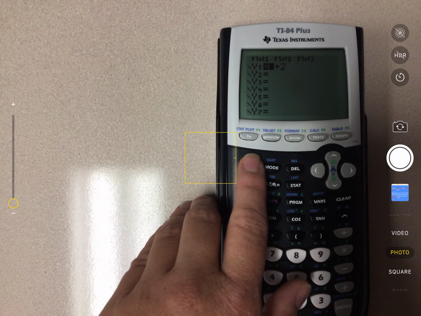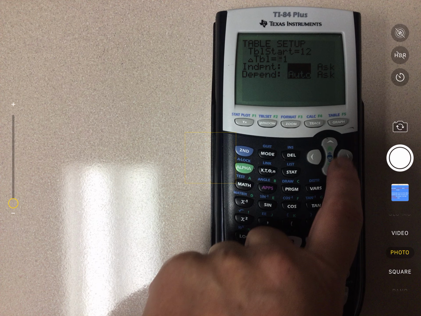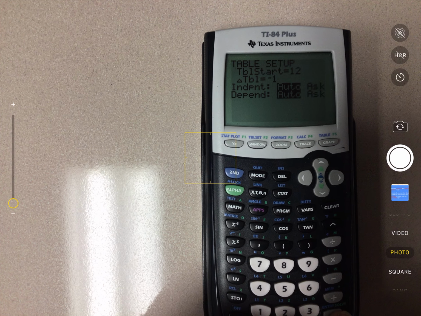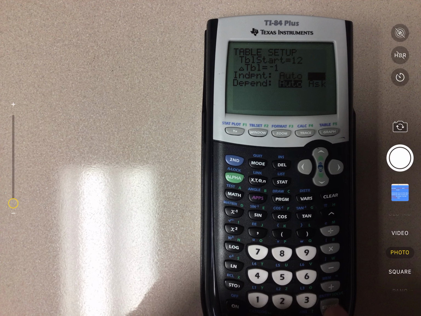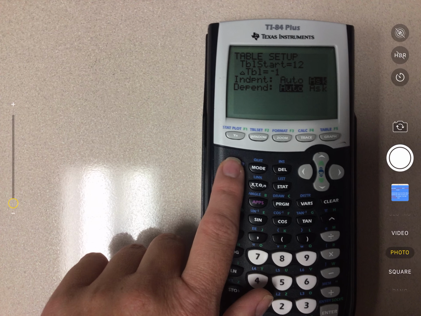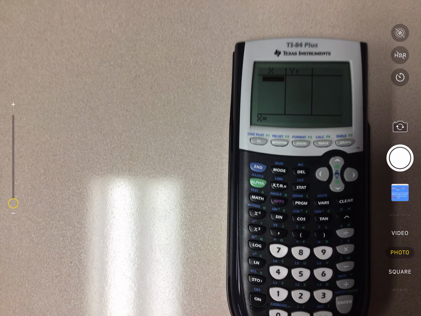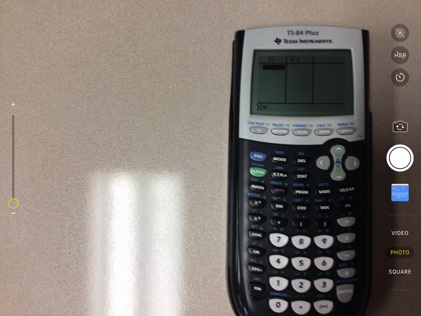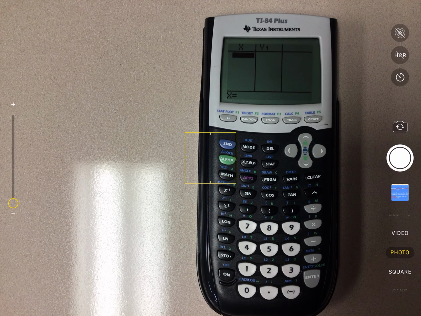The next thing you're going to do is to go into second window, and you're going to arrow down to change the independent to ask. Okay. Remember, you can always rewind this or pause it and see it again. So I just want this highlighted on ask, and I just did that by pressing enter. Now I'm going to go over to my table, and it's going to be blank. And normally it would have all these numbers in it, and I can scroll up and down. But what we just did is we asked the calculator to allow us to choose the values that we want.